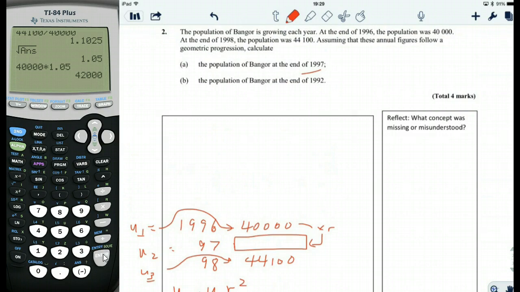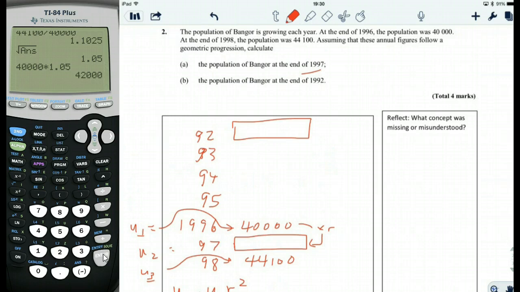Population of Bangor at the end of 1992. This is interesting. They're asking us for a number that is in the past, not in the future. Where would that be? So we have 1996, 95, 94, 93, 92. We don't need 91. It's up to 92. So we want to know the population here. Now, how could we figure that out?